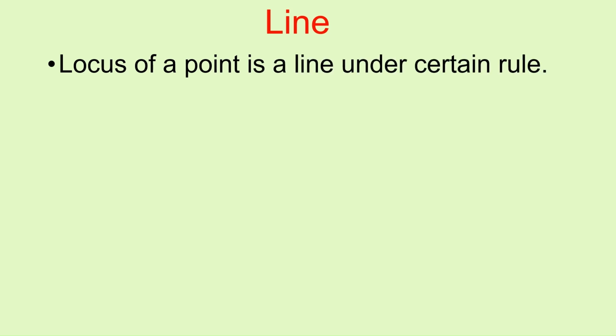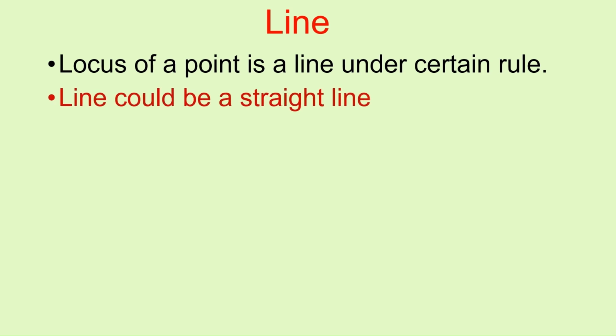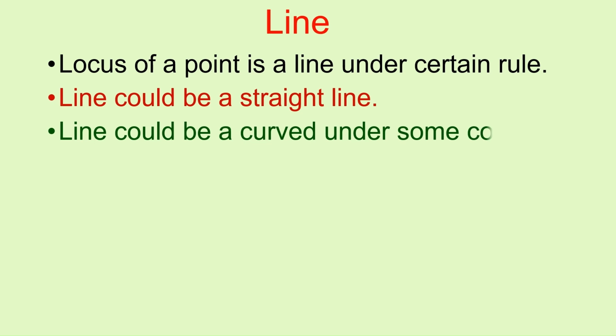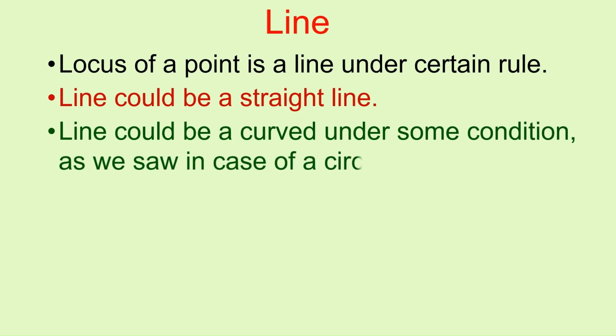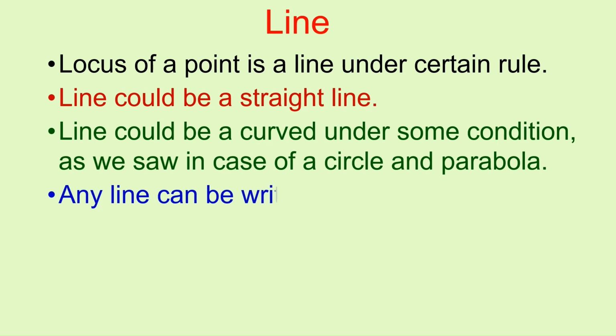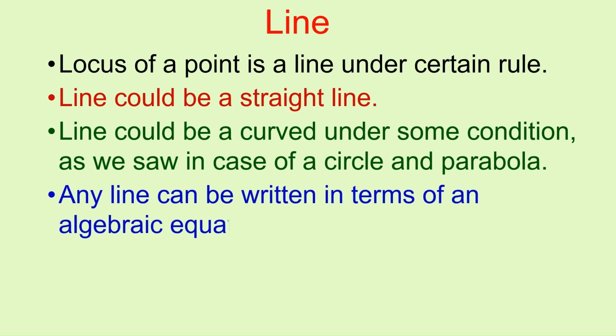The locus of a point is a line under a certain rule. A line could be a straight line. Also, a line could be curved under some condition, as we saw in the case of a circle and a parabola. Any line can be written in terms of an algebraic equation.